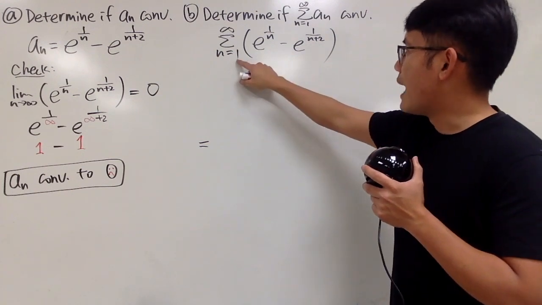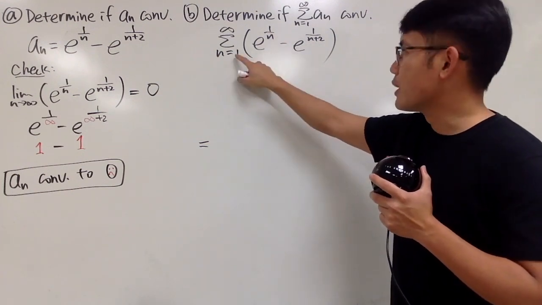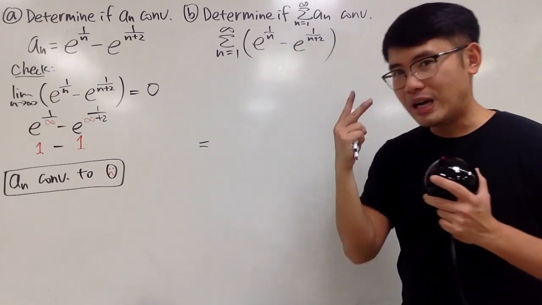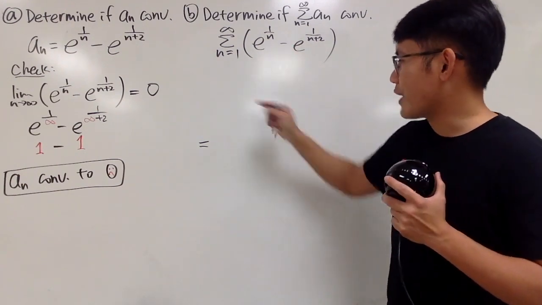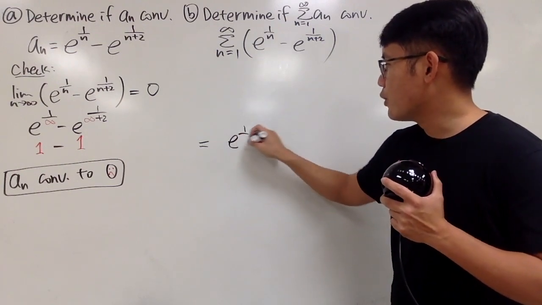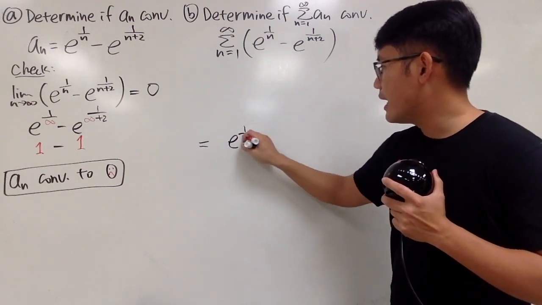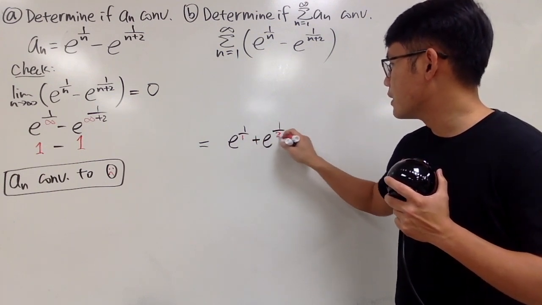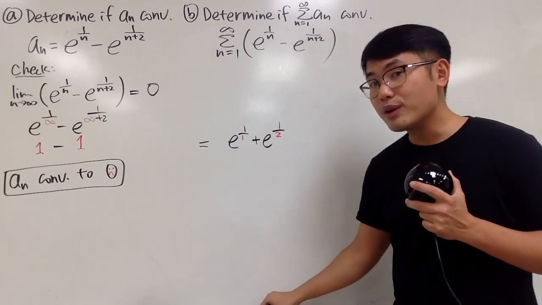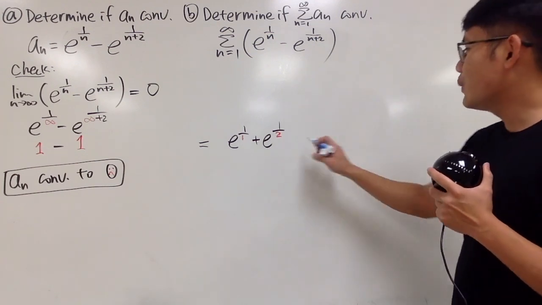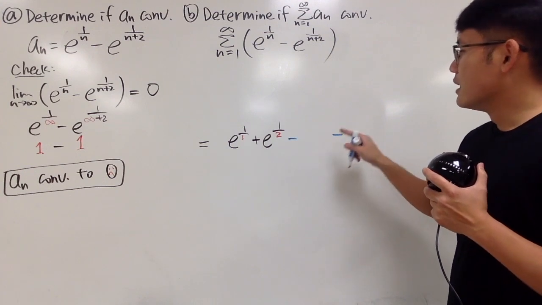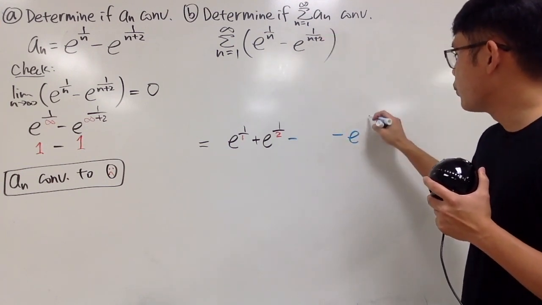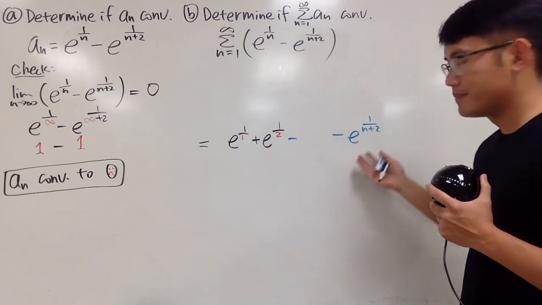We first put down 1 in here, and then put down 2 in here, the first two terms. When we are off by 2, you have the first two terms surviving, like right here. So we get e to the 1 over 1, and the other one is plus e to the 1 over 2. Just like that. And then we are going to subtract the nth term from here, namely e to the 1 over n plus 2.